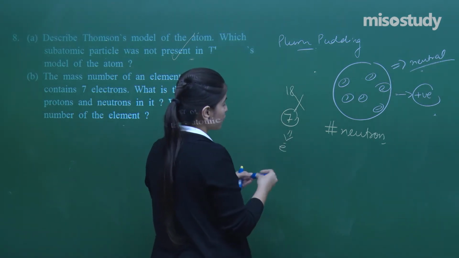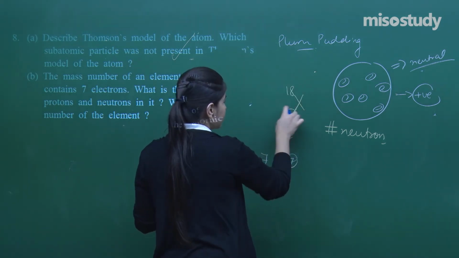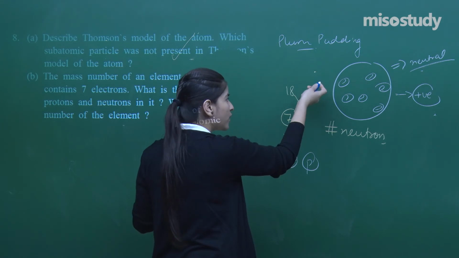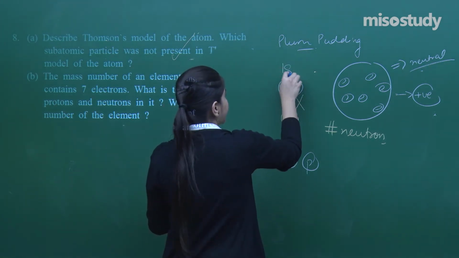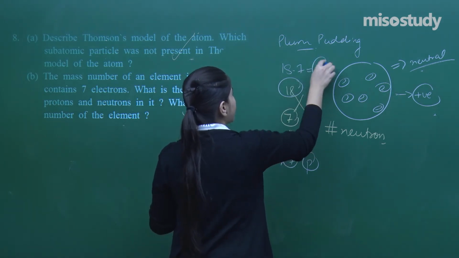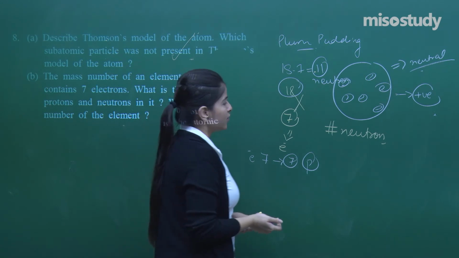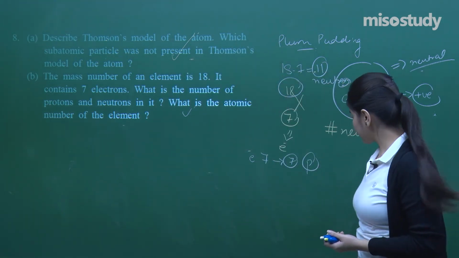Now they are asking about the protons. Since 7 are the electrons, protons will also be 7. The remaining ones in the nucleus will be neutrons. So 18 minus 7 equals 11 neutrons. Got it? So that is my question number 8. I hope everybody has performed this right.